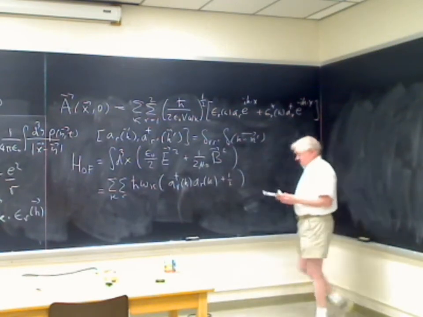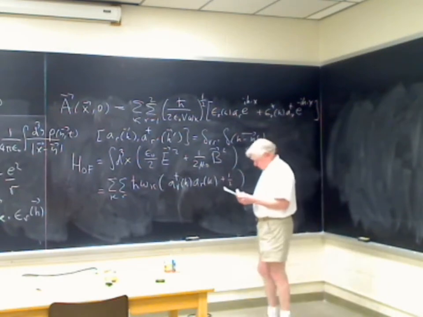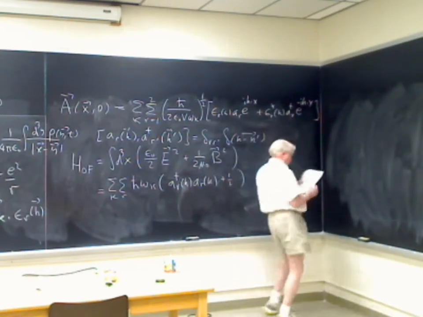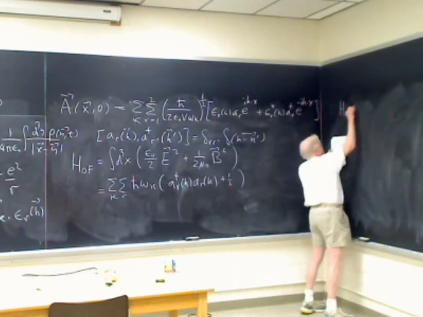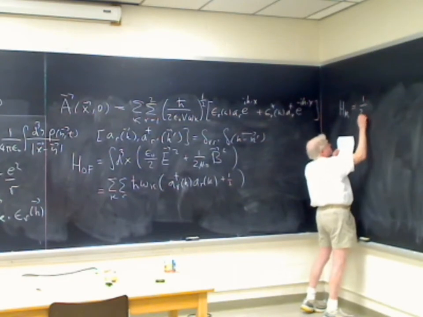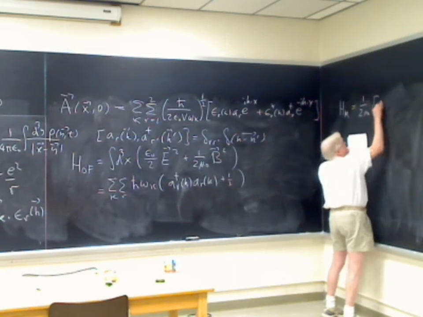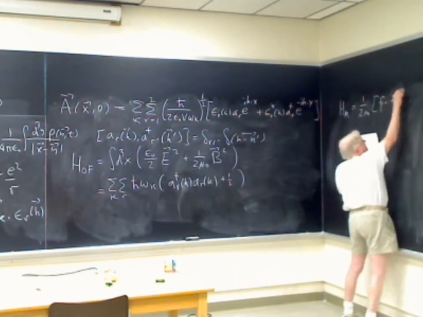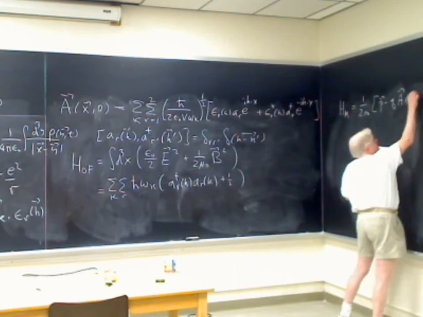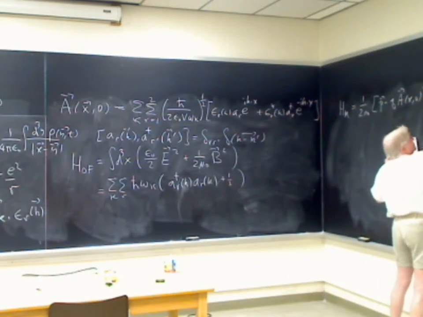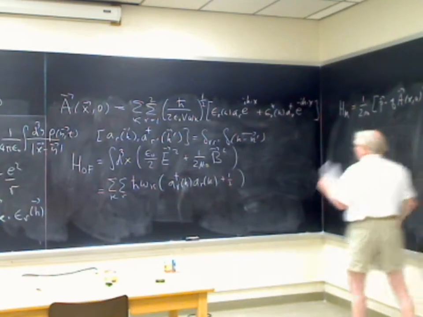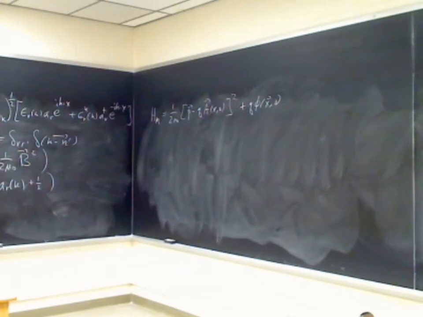Alright, so this is the Hamiltonian for the electromagnetic field in the absence of charges. The matter Hamiltonian, I'm going to drop the spin, is 1 over twice the reduced mass, which I'm just going to write as m, p minus qA of x, and I'm taking this at time zero, plus q phi of x and zero. And this phi is the phi from this equation, the phi that was determined by Gauss's law.